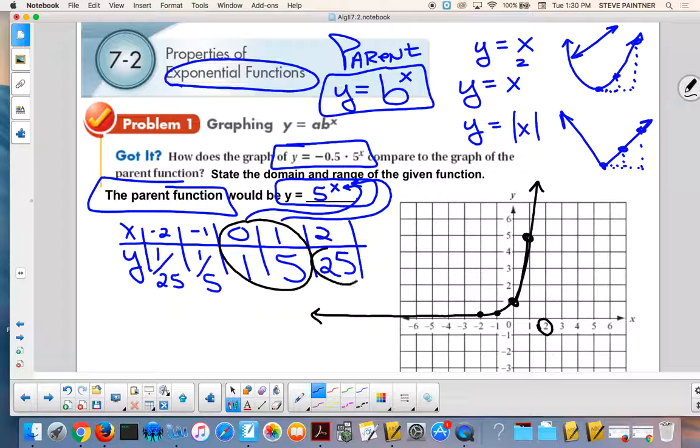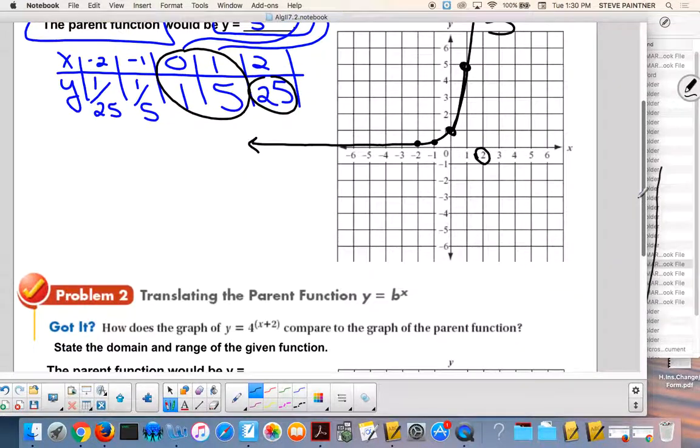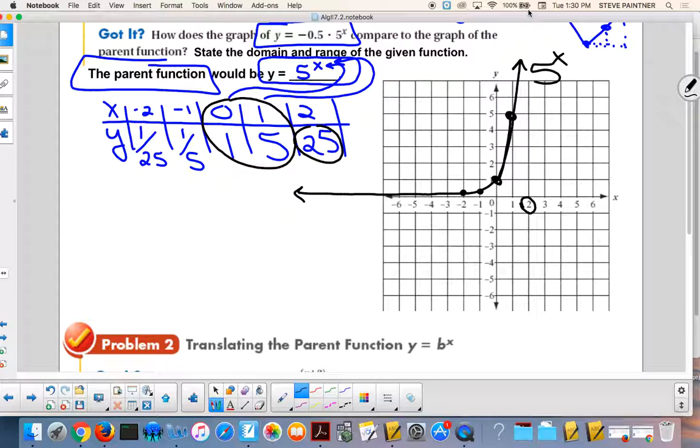2 to the 5th is 32. Where's that point? Well, it's about right there. I'm not going to graph it. Unless I change my scale, I could, I suppose. Okay? Is this the answer? No. This is the parent. This is 5 to the x. What are we graphing? We're graphing. Yeah, this is what we're graphing.